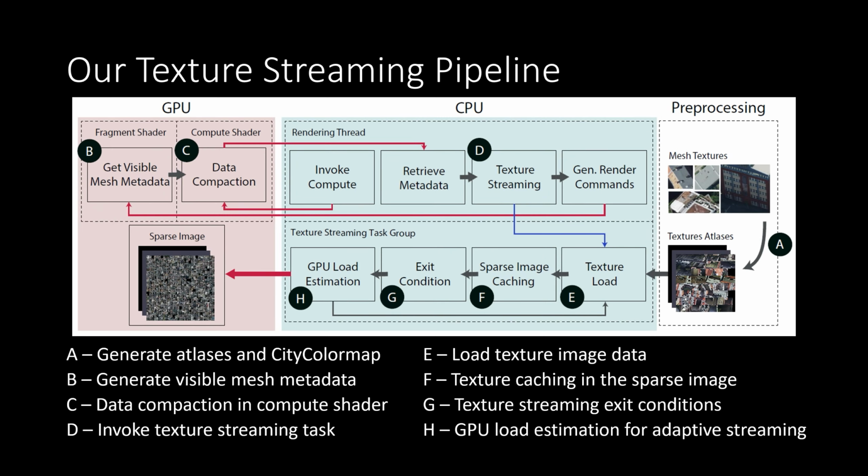Here is an overview of our texture streaming pipeline. Under preprocessing, we generate texture atlases. Under CPU, we have the main rendering process and the texture streaming process both running concurrently. Under GPU, we have the fragment shader to gather visible mesh metadata and the compute shader to compact this array before sending it to the CPU. We will go through each of these processes in more detail.